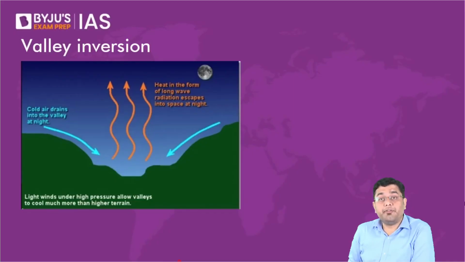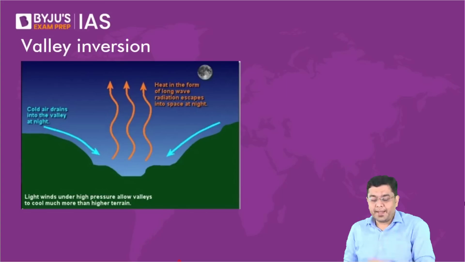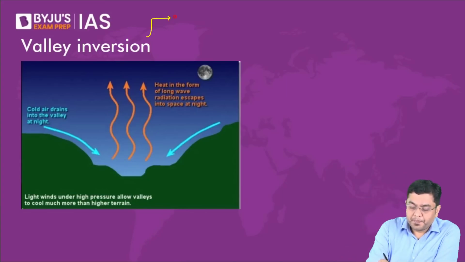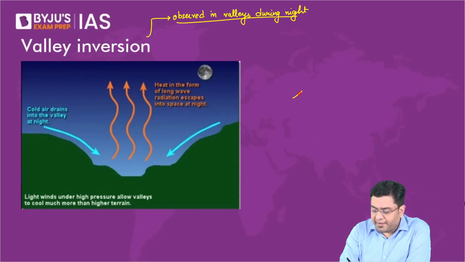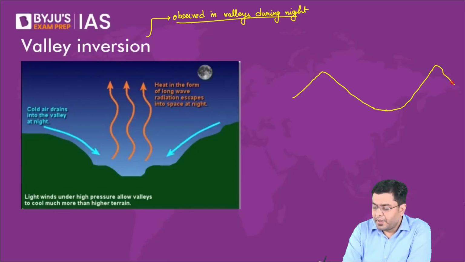Which is observed in the valleys, where we have the mountains and valleys. We have studied what valleys are. So these are observed in valleys during night time. Now understand the process behind it. So basically, when we say a valley, let's suppose a mountainous area. A valley in general will be surrounded by hills and mountains on both sides. Let's suppose these are your mountainous areas.